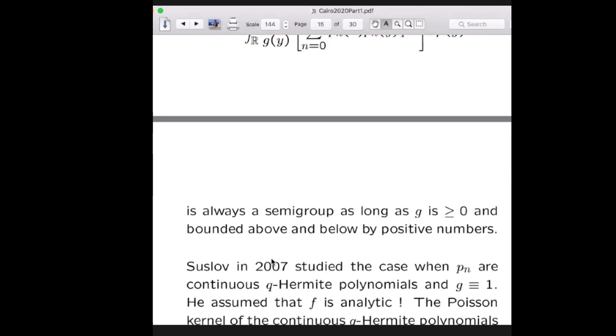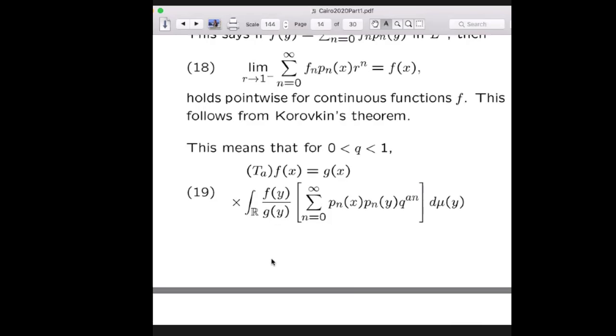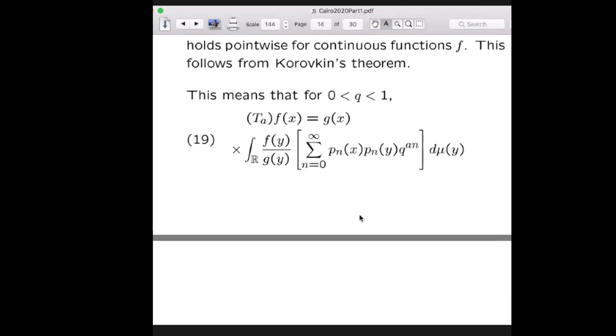In 2007, Suslov looked at an example of this with g equal 1. And these are continuous q-Hermite polynomials. So he did one example where there's no g, and this is a specific set of orthogonal polynomials, and he didn't realize that this is a general construction.